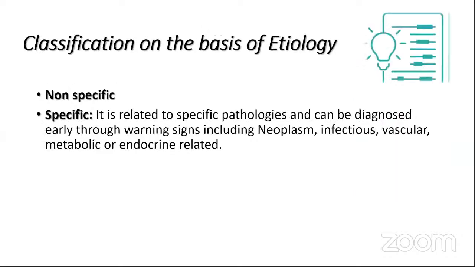Okay, so when it comes to classification of low back pain, it can be on the basis of duration or etiology. Right now I'm going to discuss the classification on the basis of etiology. There are two kinds of back pain. One is non-specific, which means there is no specific reason for it and we cannot identify the cause of the pain, but the patient will feel the pain. That is why we have kept this category as non-specific. Another one is the specific category. It is related to specific pathologies and can be diagnosed early through warning signs, including neoplasm, infection, vascular, metabolic, and endocrine related.